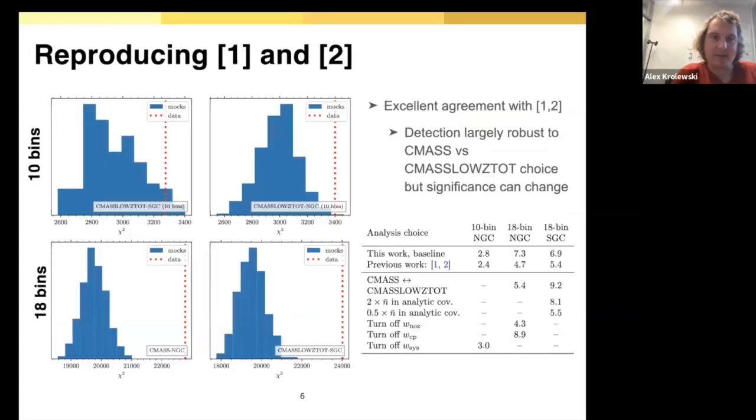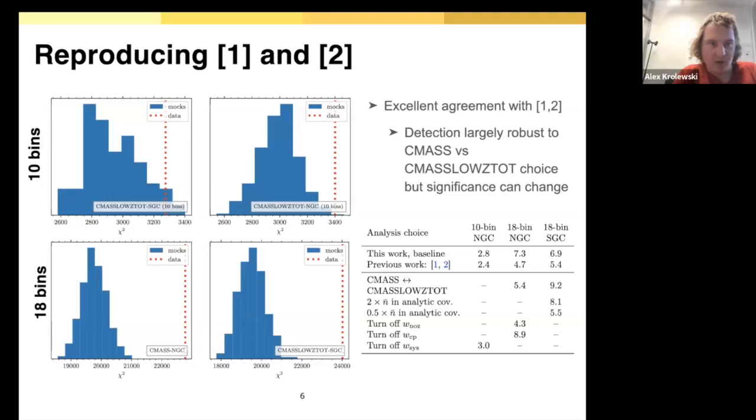Okay, so the first step is we need to make sure that we can reproduce the previous work. And here I'm showing the distribution of the chi-squared statistic in the data in red and in mocks in blue. And we ran both the 10-bin case, which is reproducing Oliver Philcox's work, and the 18-bin case, which is reproducing Jamin Hao's work.